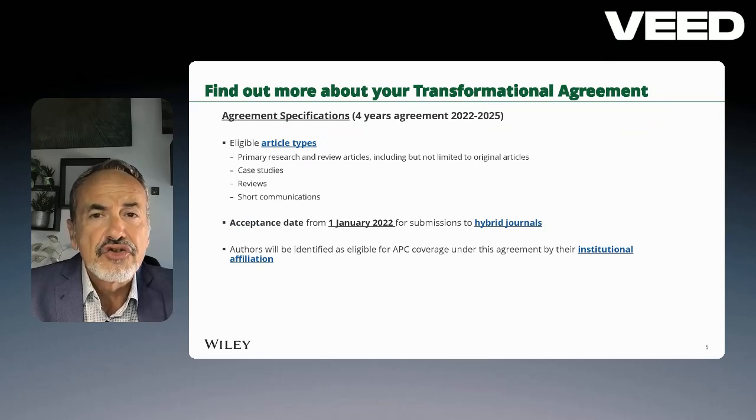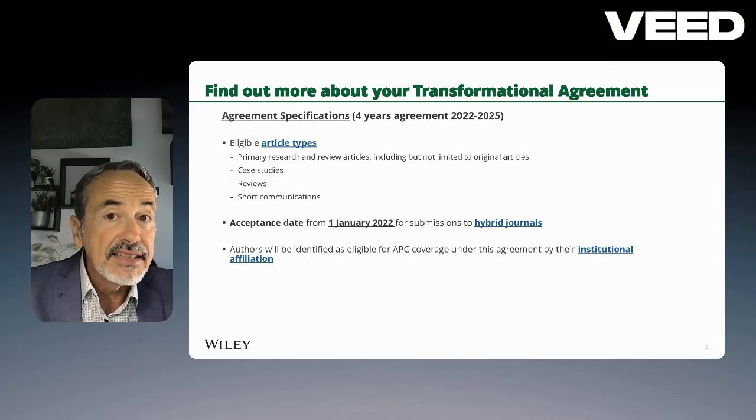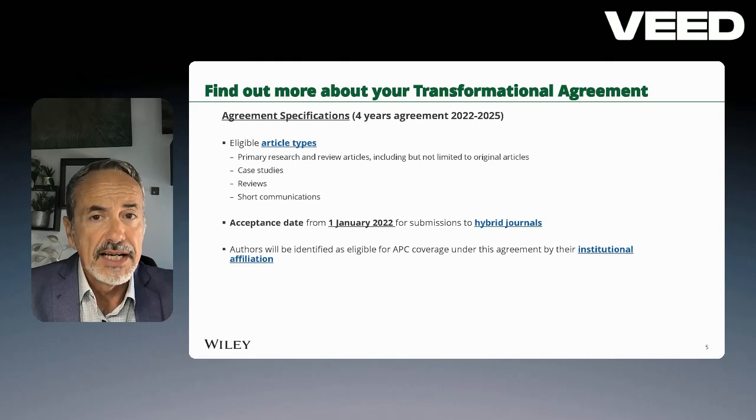So here is a summary of the structure of your contract. It has a validity of 4 years from 2022 to 2025. All articles accepted for publication after January 1st, 2022 are eligible for funding. The contract covers only hybrid journals. There are approximately 1,200, and not all articles qualify. The most common eligible article types include primary research articles and review articles, including, but not limited to, original articles, case studies, reviews, short communications.